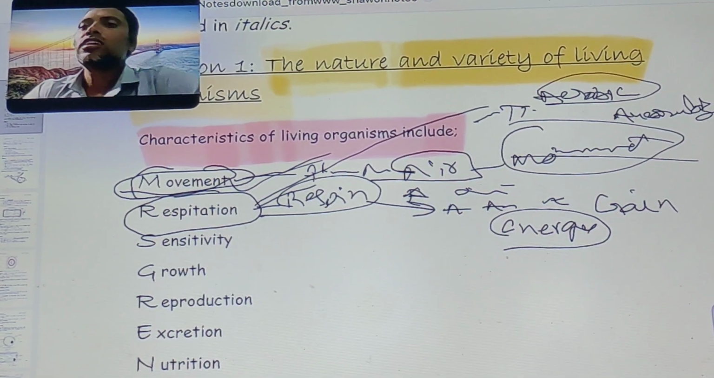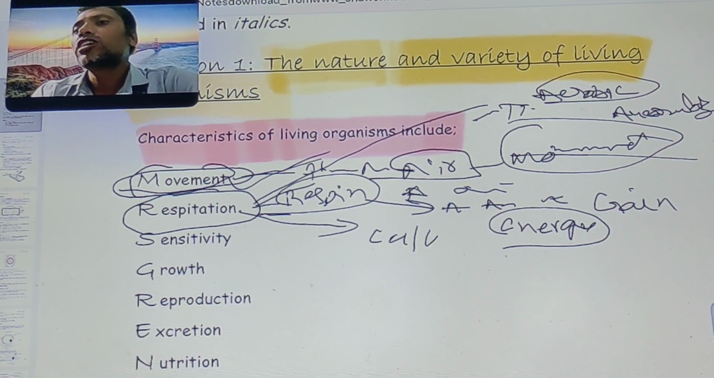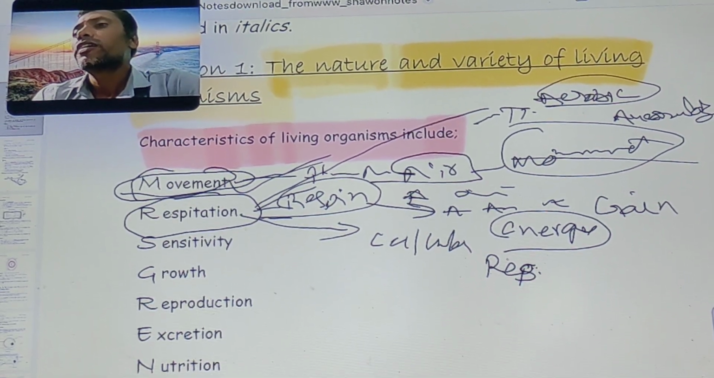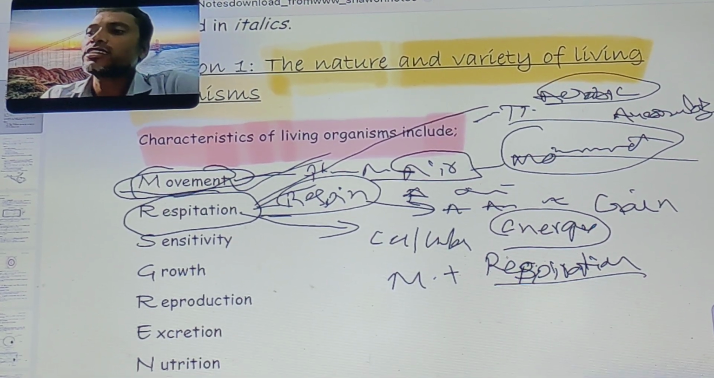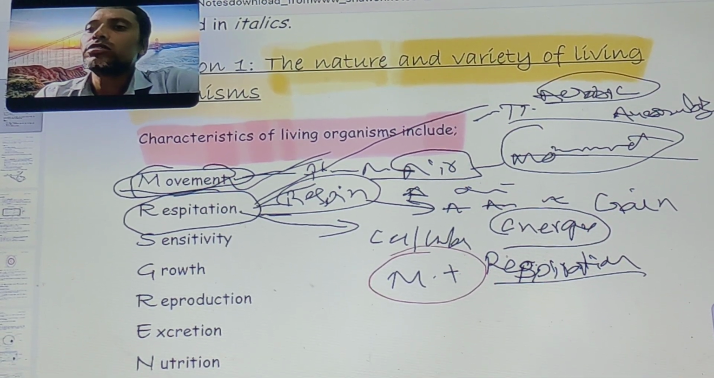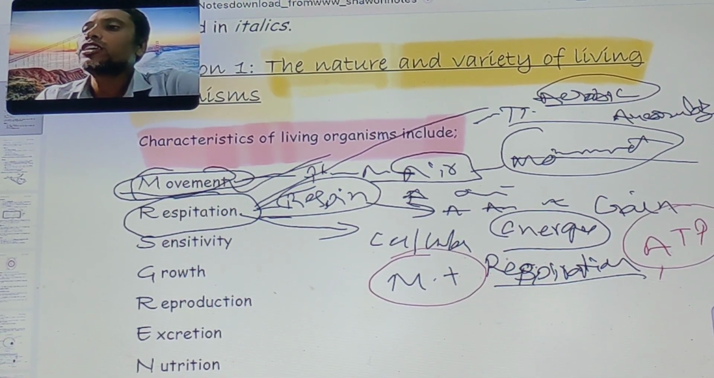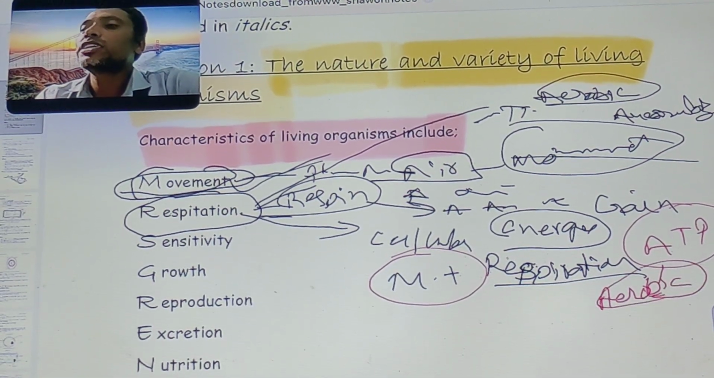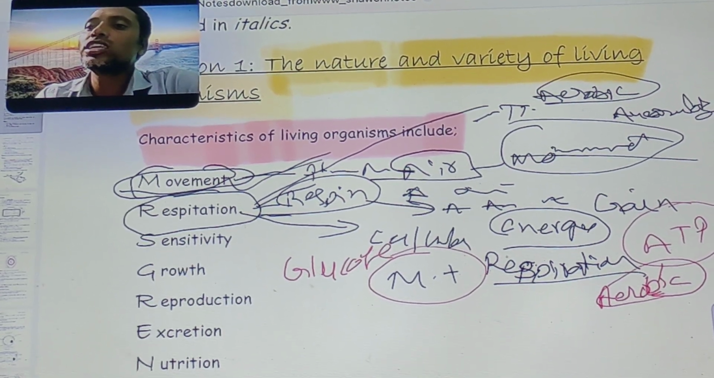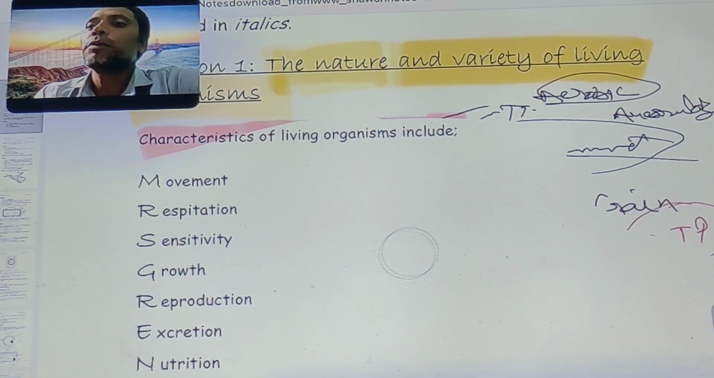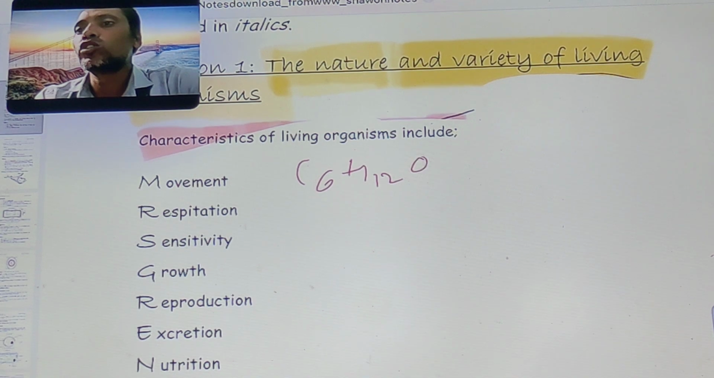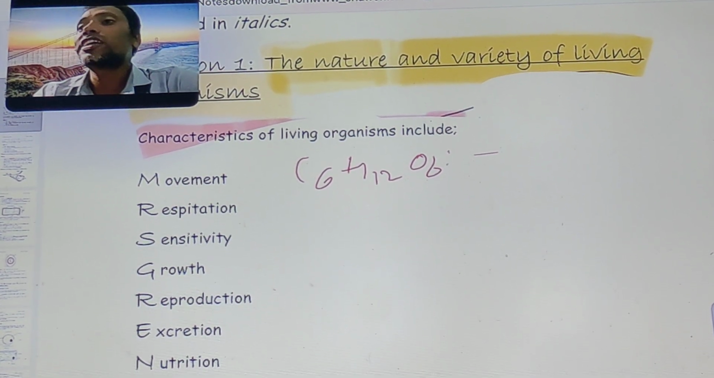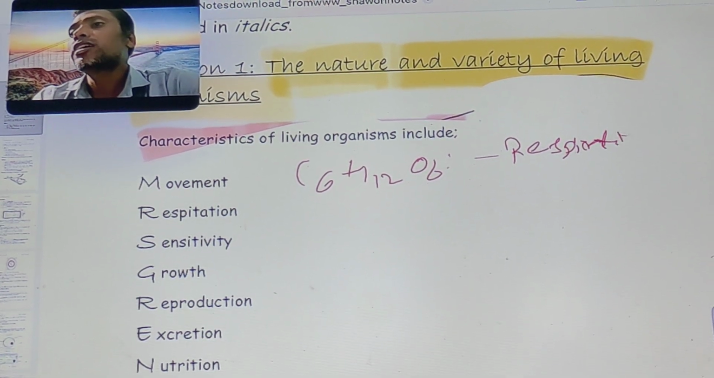The main kind is cellular respiration, which happens in the mitochondria. The mitochondria generate energy, and ATP is released during aerobic respiration. Glucose, C6H12O6, a carbohydrate, is broken down. During respiration, the glucose is completely degraded.